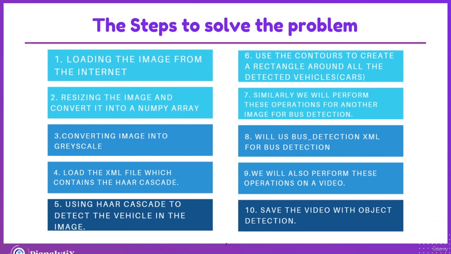Similarly, we will perform all these operations for another image. That is, we'll do it for bus detection also. For bus detection, we'll download the bus detection Haar Cascade, which is an XML file. Next, we'll also perform similar operations on a video also, and the video will be saved in the end in which objects will be detected in particular frames.